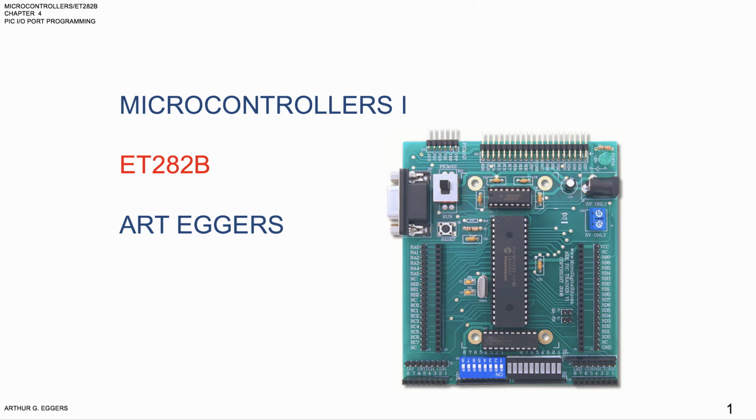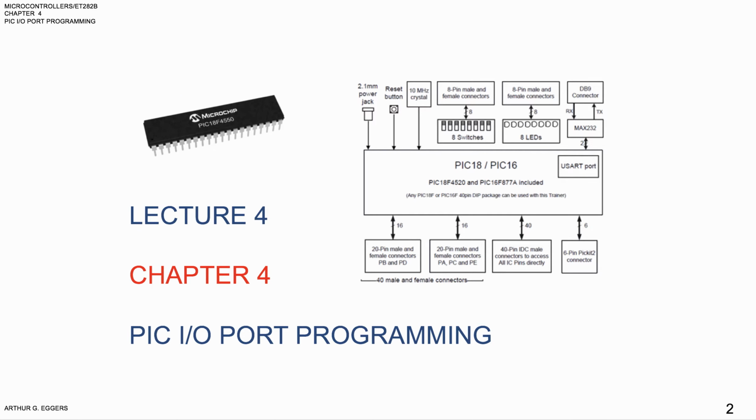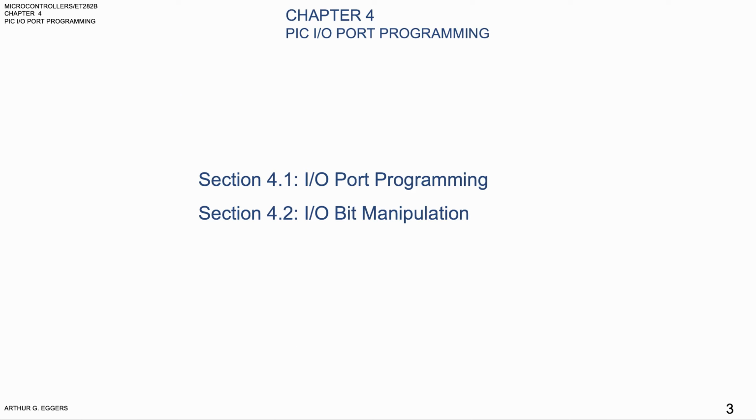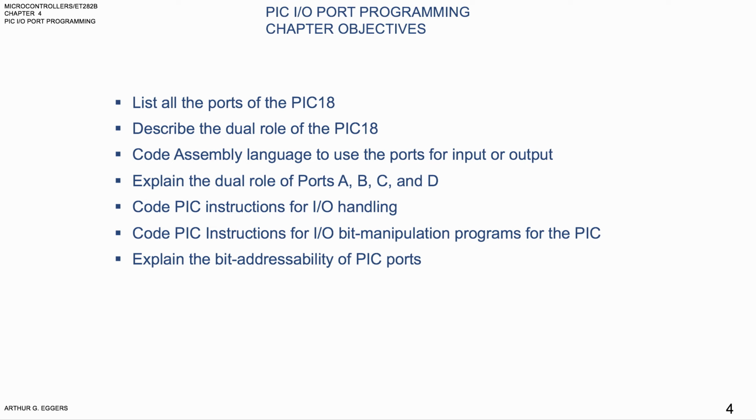In the next section, the next chapter 4, we look at the ports in the PIC and what we can do to program using the ports on the PIC18. So we look at I/O port programming, and in section 2, the I/O bit manipulation, which is very important to understand at the assembly language level. We'll take a look at the ports, explain their roles, coding instructions, and bit accessibility.